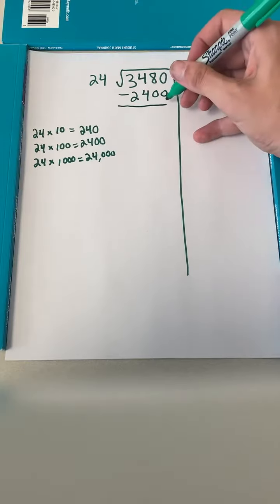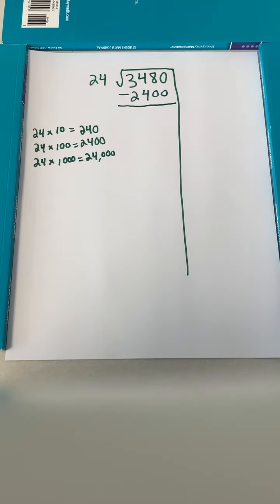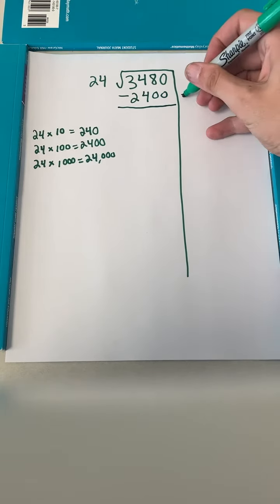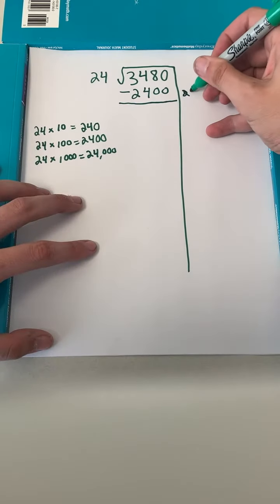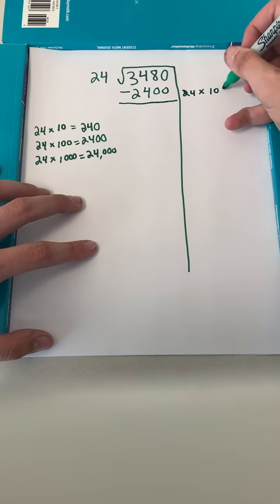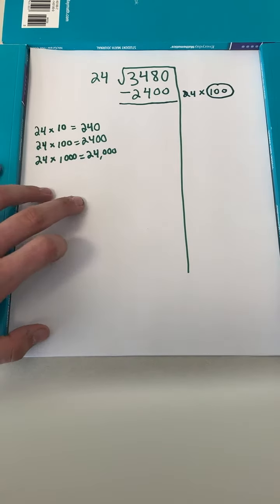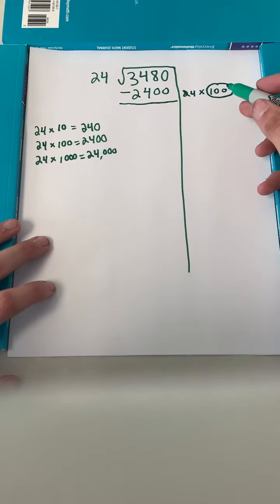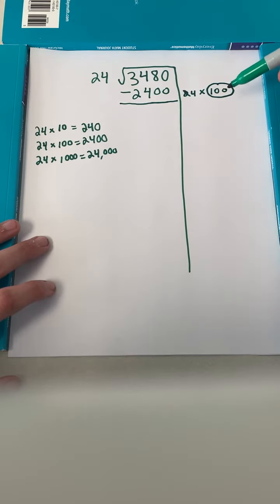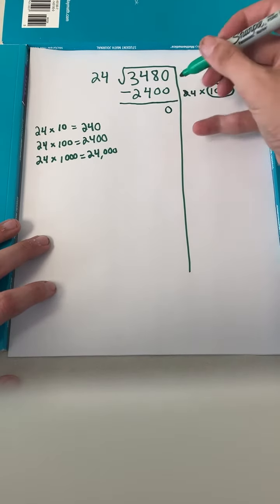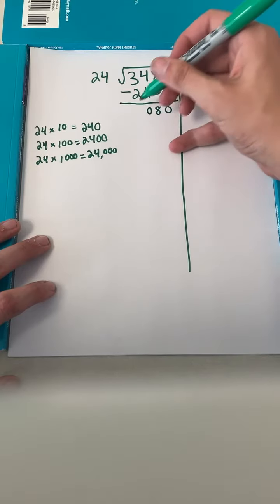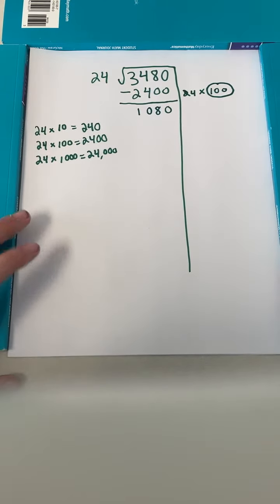And over here, this is very important about neatness. Right next to it, I'm going to write 24 times 100, and I'm going to circle this 100 because this is what I'm multiplying by. This is actually my partial quotient. When I add these partial quotients up, it's going to give me my quotient, which is my answer in a division problem. So I'm going to go ahead and subtract, and I have 1,080 left.